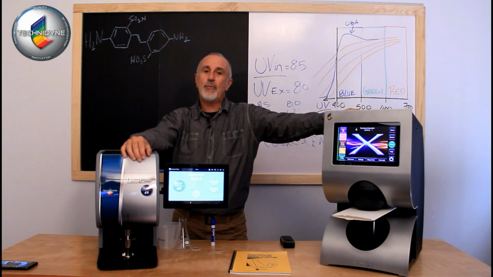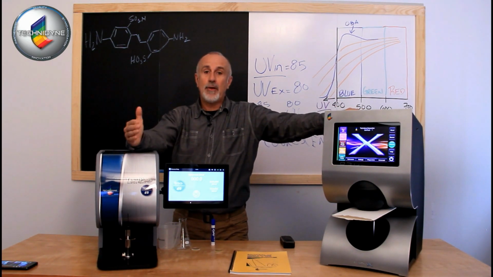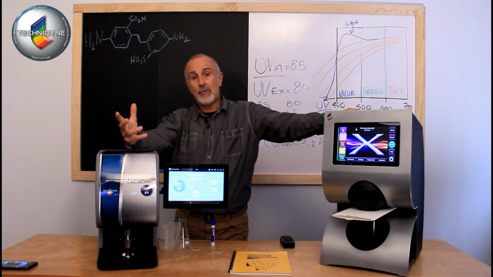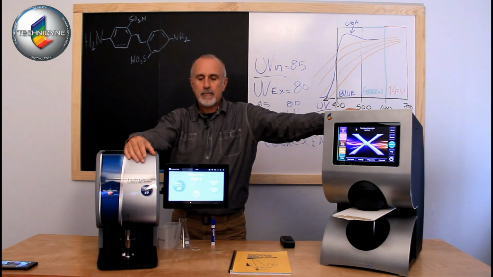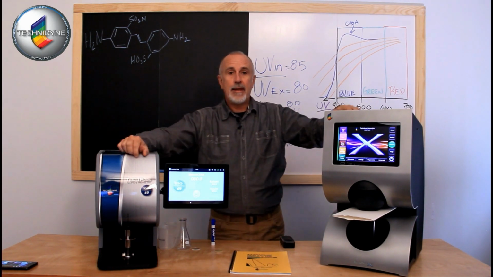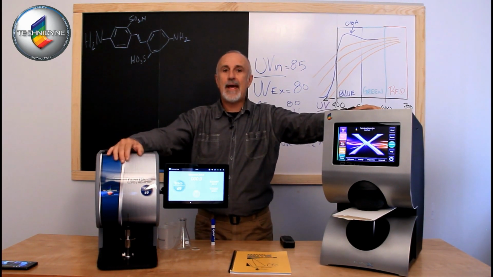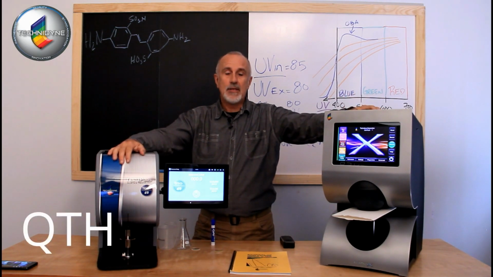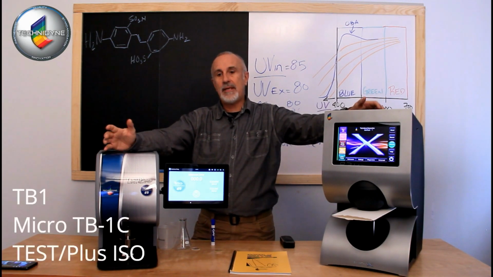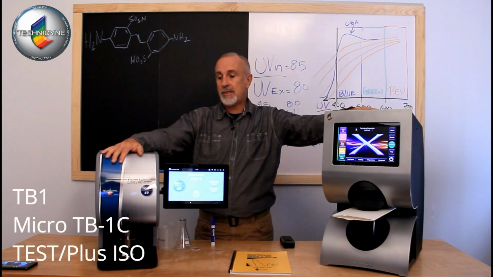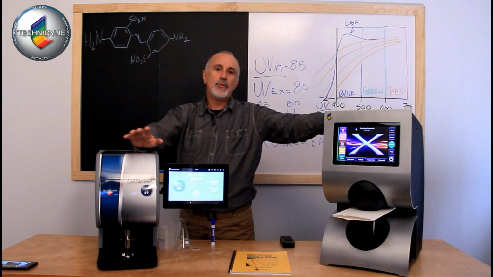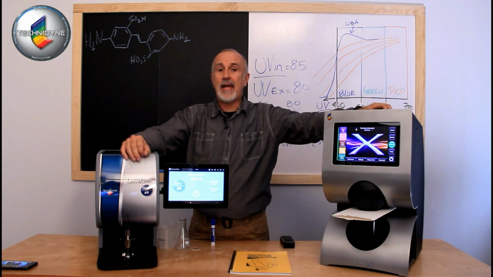But what's also important to understand is the amount of ultraviolet energy that is in your light source, because that will directly impact how much fluorescing you get if you have an optical brightener present. Initially, some of the instruments used a QTH lamp, a quartz tungsten halogen lamp. That is what you would find in an old Technidyne TB-1 instrument or a Micro TB1C. We also find that light source in one of the Test Plus instruments. It is fairly similar to maybe a 60-watt tungsten light bulb.